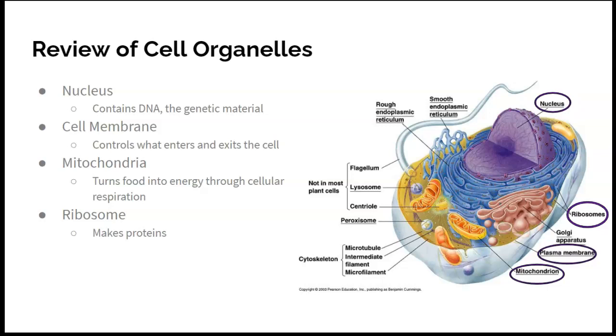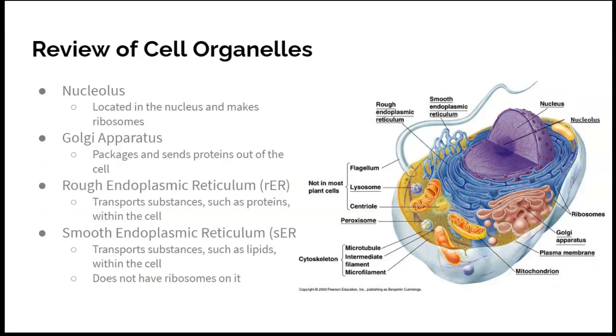Okay, let's continue on with some of the maybe lesser known organelles, or maybe ones that you forgot throughout the years. Okay, so our first newer one, or maybe just more rare one, is the nucleolus. So the nucleolus is this dark purple dot within the nucleus. So it is found in the nucleus, and the nucleolus makes ribosomes. So it's like a production line. The nucleolus makes ribosomes, and then ribosomes make proteins.